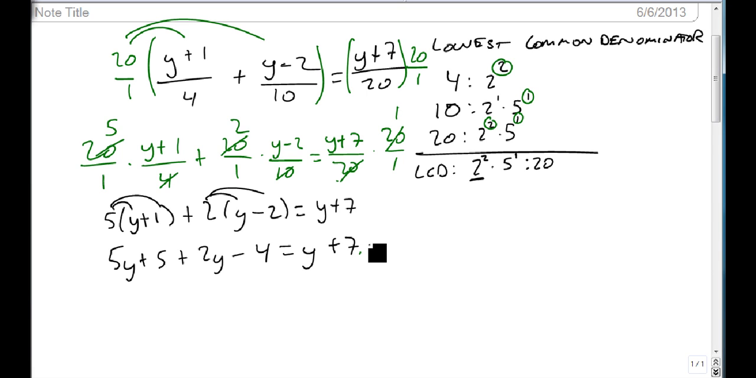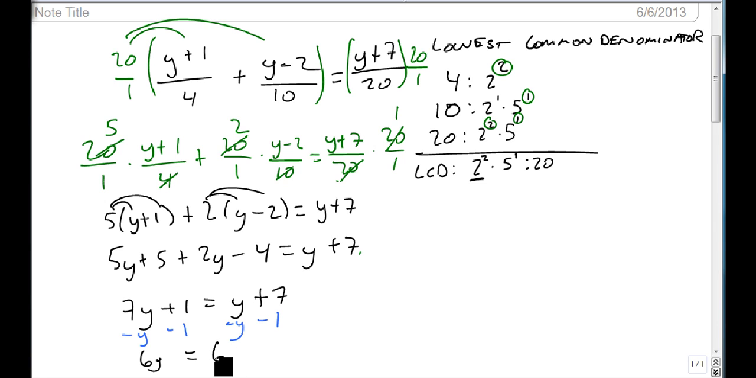Now we combine like terms. 5y plus 2y is 7y. 5 minus 4 is plus 1. Equals y plus 7. We will now subtract a y from each side, so we move all our y's to the left, and we'll subtract 1 to get our constants on the right. 7y minus y is 6y. 1 minus 1 goes away. y minus y goes away, and 7 minus 1 becomes a 6.